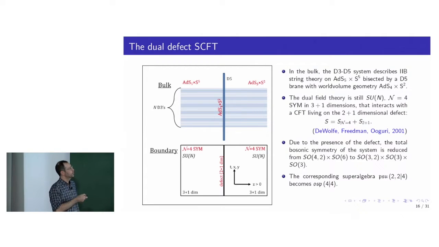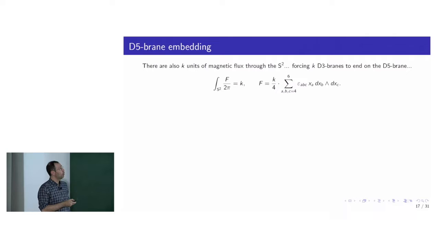And because of the defect, of course, the symmetry of the system is lowered. The bosonic symmetry is lowered to SO(3,2). Of course, this means that we break the conformal translations, and the superalgebra is halved, it is OSp(4|4). So it's a half-BPS defect in this case. But one can also consider adding k units of magnetic flux through the two-sphere of the brane. Remember, the brane had the geometry of AdS4 × S2, and we can introduce k units of flux. And this means, by energy conservation, that exactly k of the D3 branes will end on the D5 brane.